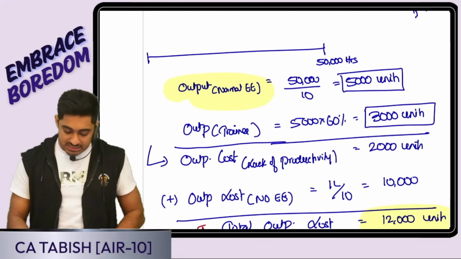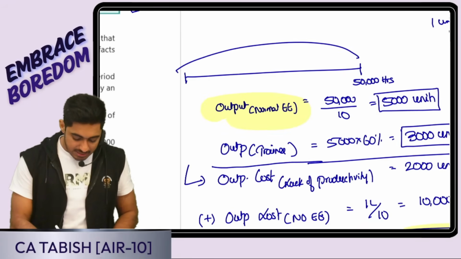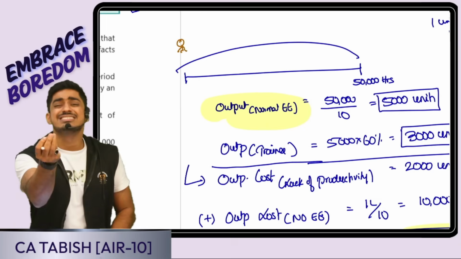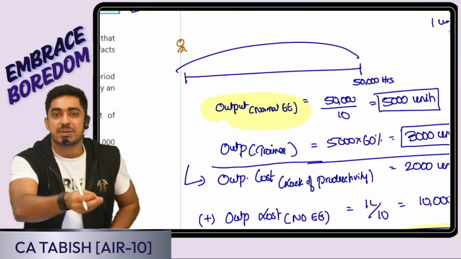Tell me, total how many hours of training was there? 50,000 hours of training is there. Here we are having bacha employees. Bacha in Hindi means kids. They don't know what to do. Okay, now how much output do these bacha employees produce?